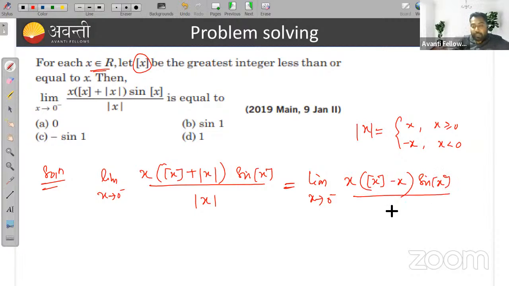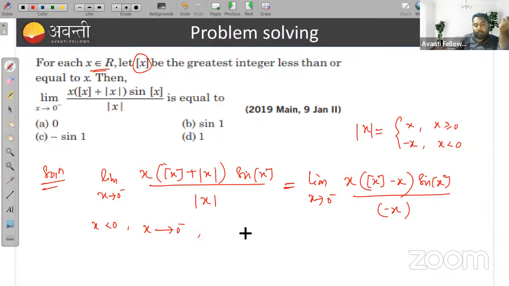That is, here also we can write minus of x. Understood or not? Is it clear? Okay. Now we'll apply the greatest integer when x tends to 0 minus. What will be the greatest integer of x? So when x is less than 0, or we can say when x is tending to 0 minus.